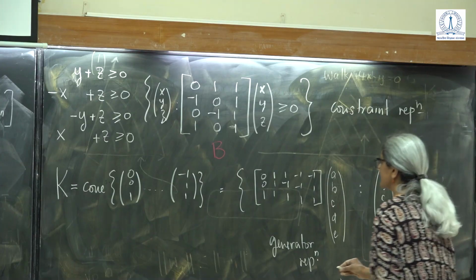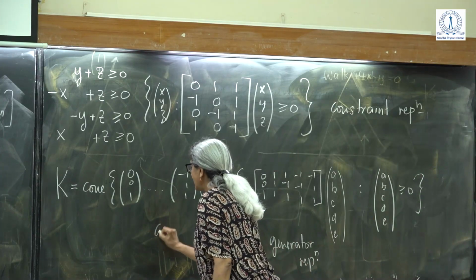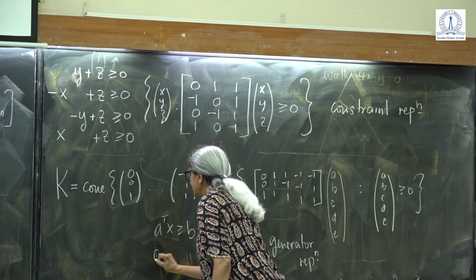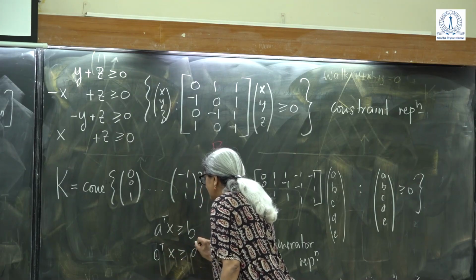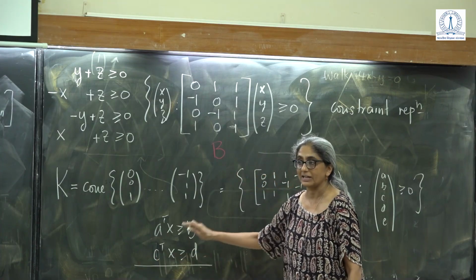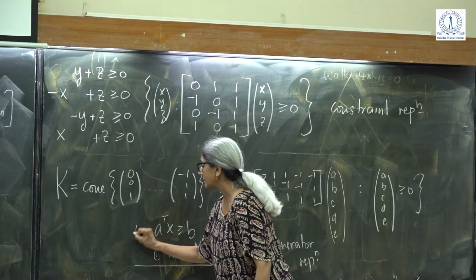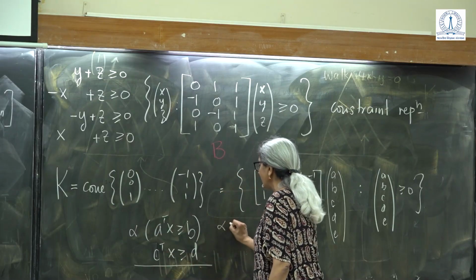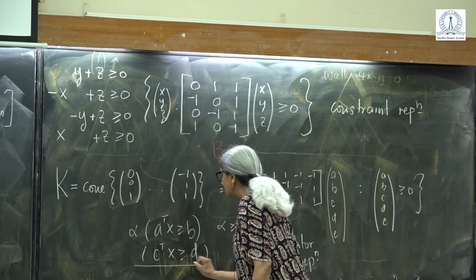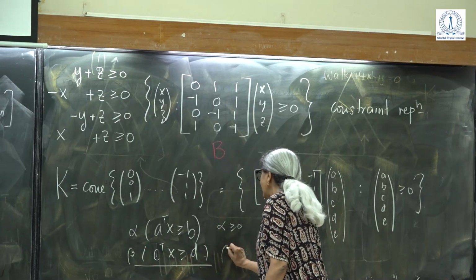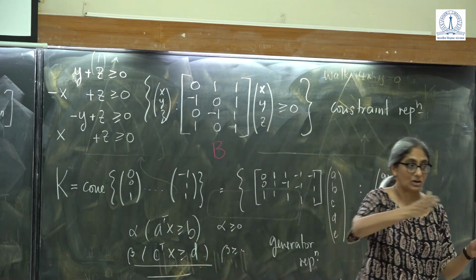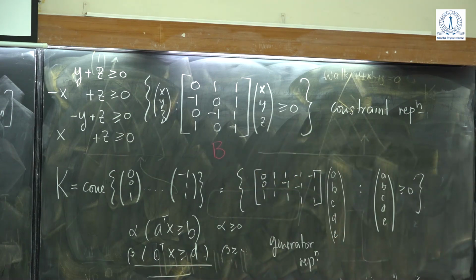If I have an inequality of the form, say, A transpose X greater equal to B, and another one of the form C transpose X greater equal to D, the only way I can get a logical implication from these two is to multiply this with some alpha, where alpha is non-negative, that keeps the inequality intact, and multiply this with beta, where beta is non-negative, and then add them. And I will get a new inequality that's a consequence of these two inequalities, okay?